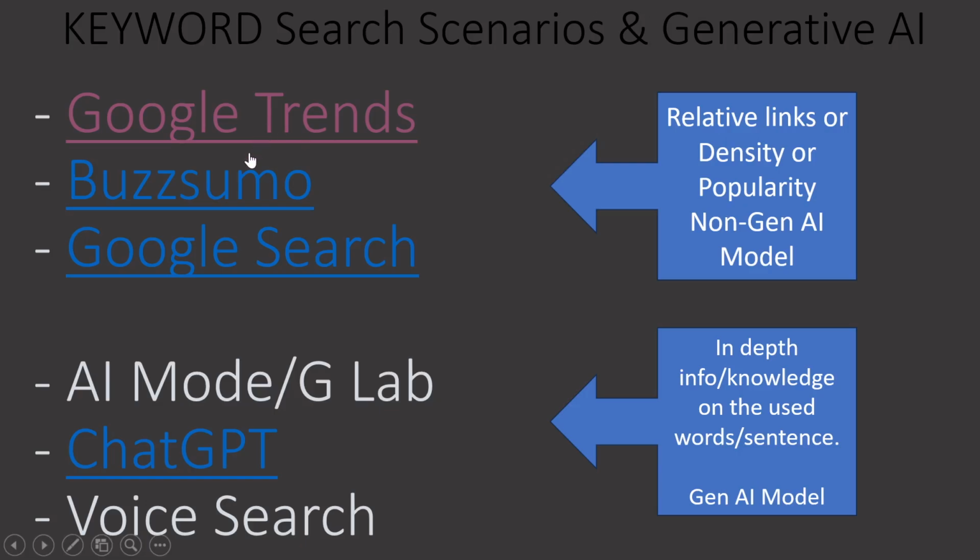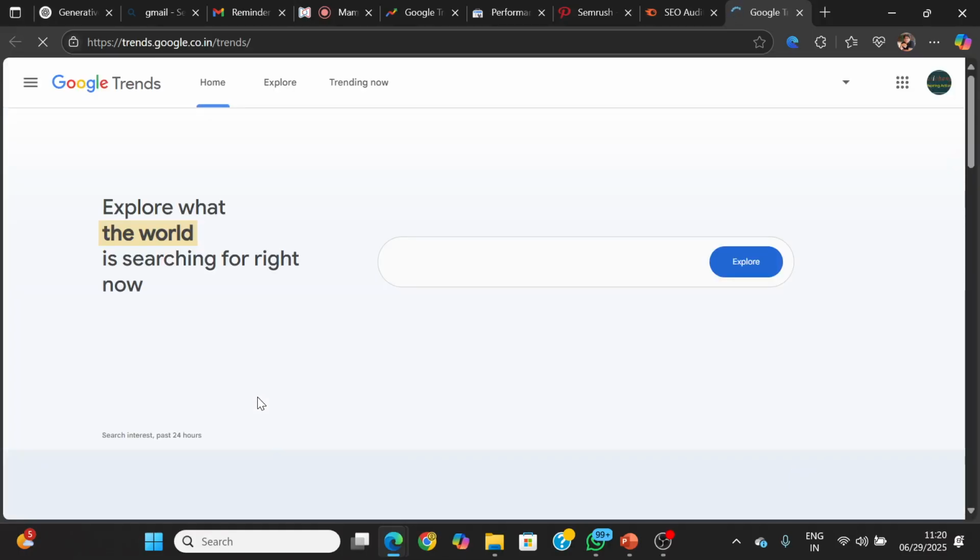I will open one platform called Google Trends. You must be aware of Google Trends. Then I will open another AI platform, Bootstrap. I'll show you what it is doing. I will also open Google Search, which we usually use every day. Based on that, I will take you to the AI model or Google Lab and show how it compares with what we had.